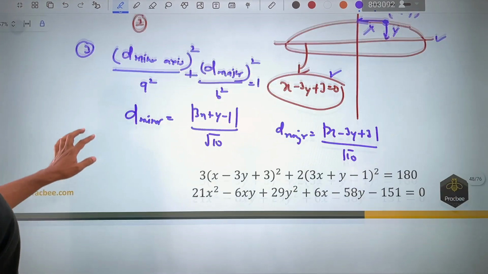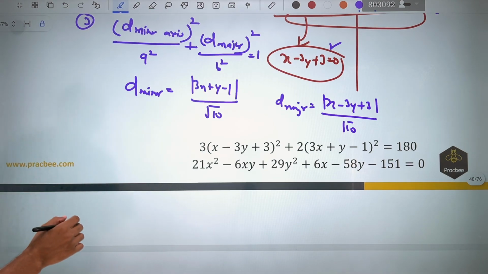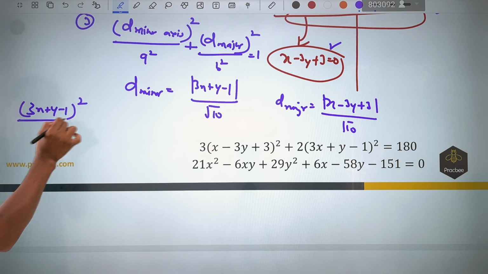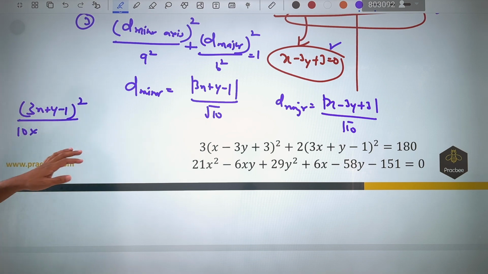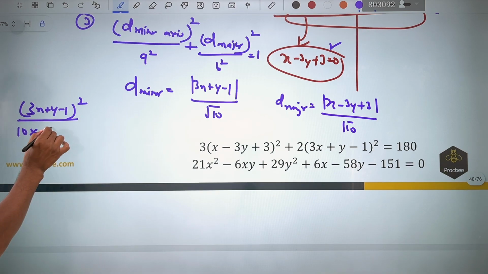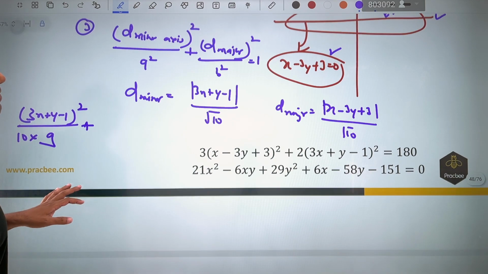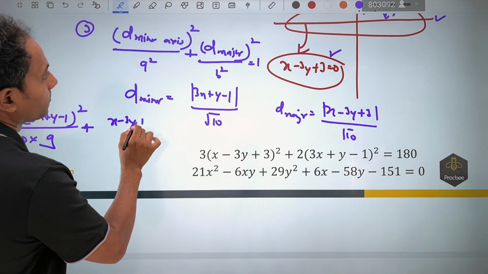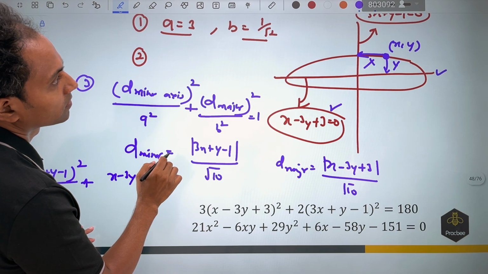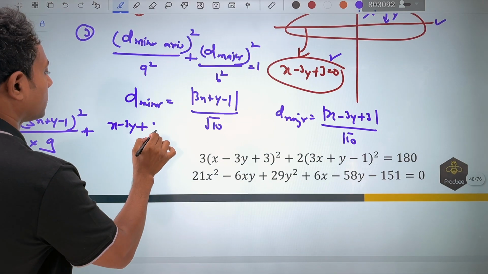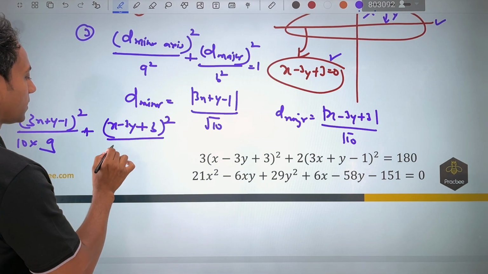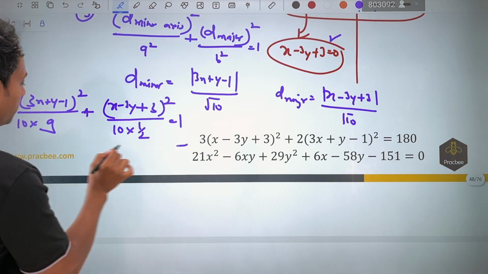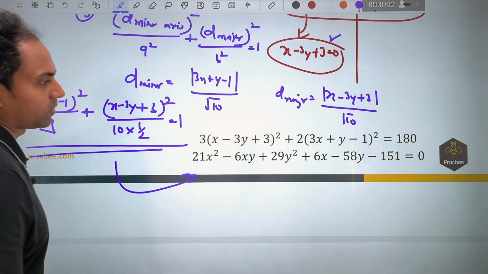Let us substitute the values and do the calculation. If I substitute the values, this will become 3x plus y minus 1 whole square, 10 will also come, and then we have an a square also. So a was nothing but 3, so this comes out to be 9. Then we have the d major part, so it will become x minus 3y plus 3 whole square by 10, into, then there is also this length that will become 1 by 2. Now simplify this, do the calculation, this is the answer you will ultimately get.